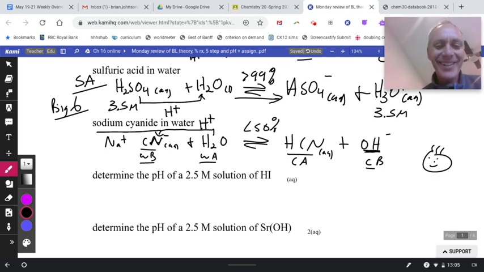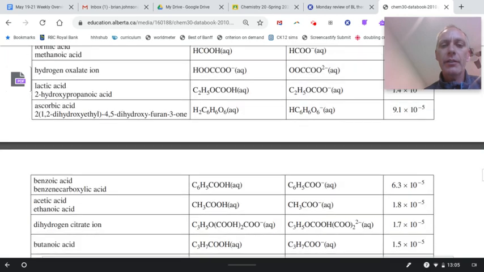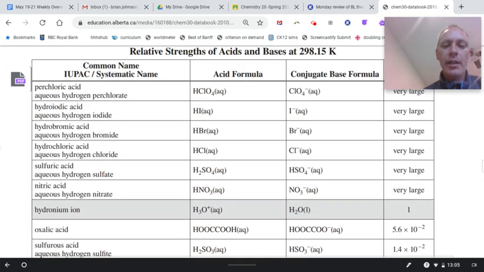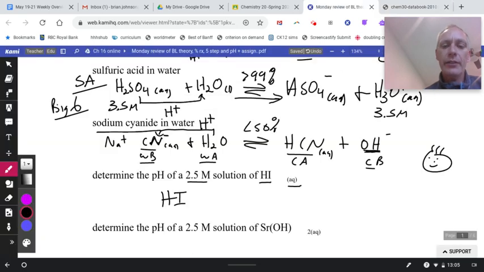Truly gifted. Okay, determine the pH of 2.5 mole per liter hydrogen iodide or hydroiodic acid. So hydroiodic, if you're not sure, let's just go take a look on here. And you will discover, oh, it's one of the big six. It's a strong acid. So that means that in water, it goes 100% to hydronium and I minus, not C minus.